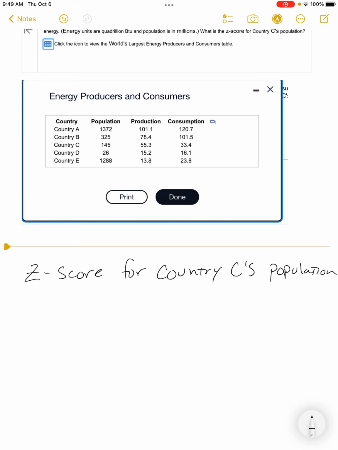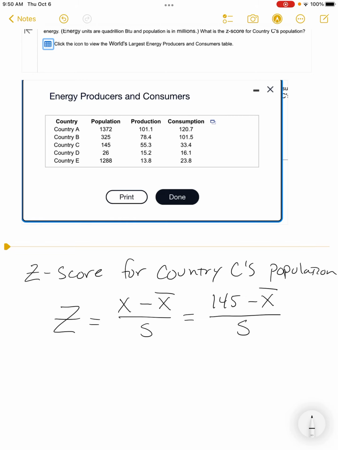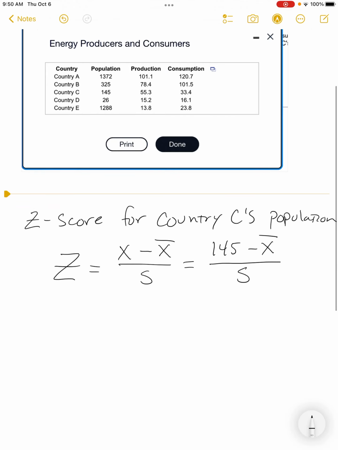So we see country C there. It has 145. Remember the z-score formula is to take the value that you care about, subtract away the mean of the set, and divide by the standard deviation. In this case, we only know one number so far. We know that country C's population is 145, but we don't know the average of the populations, and we don't know the standard deviation. So this question has built-in side work.